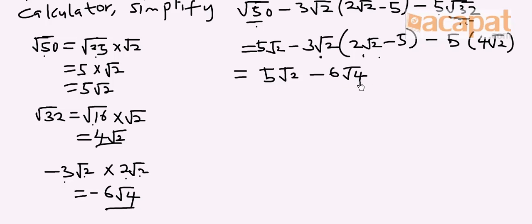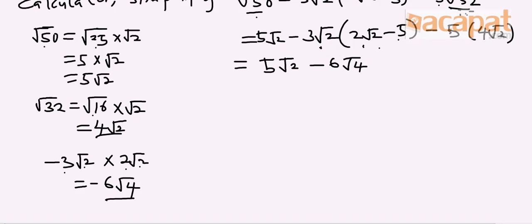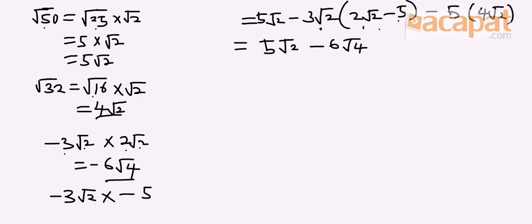So I have minus 3 root 2 here multiplying minus 5 here. So we have minus 3 root 2 times minus 5. So we simply have the number here, which is minus 3, multiplying minus 5, that will be equal to plus 15. Then I have root 2 here, so I have that as 15 root 2. So what I have here, minus 3 root 2 times minus 5 will be plus 15 root 2. So this is plus 15 root 2.